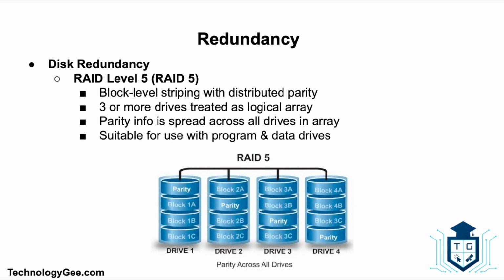Next, we have RAID level 5, or RAID 5, and this consists of block-level striping with distributed parity. Three or more drives are treated as a logical array, and parity information, which is used to recover data in the event of a drive failure, is spread across all drives in the array. This is suitable for use with program and data drives.